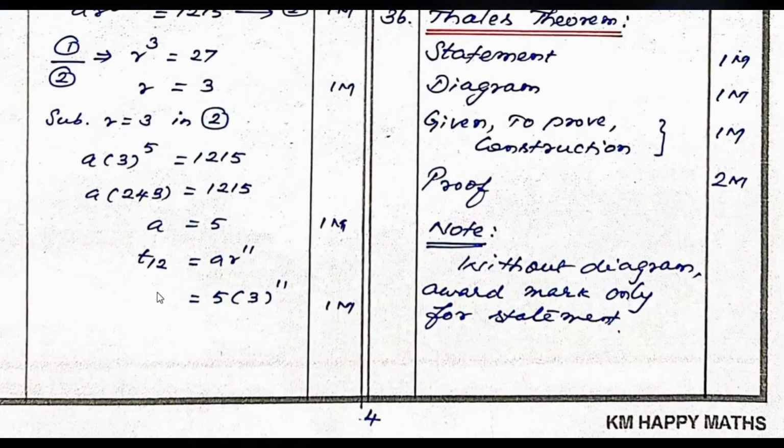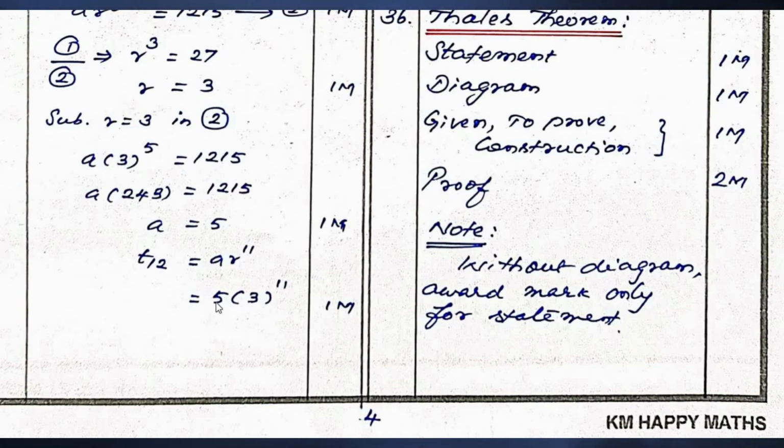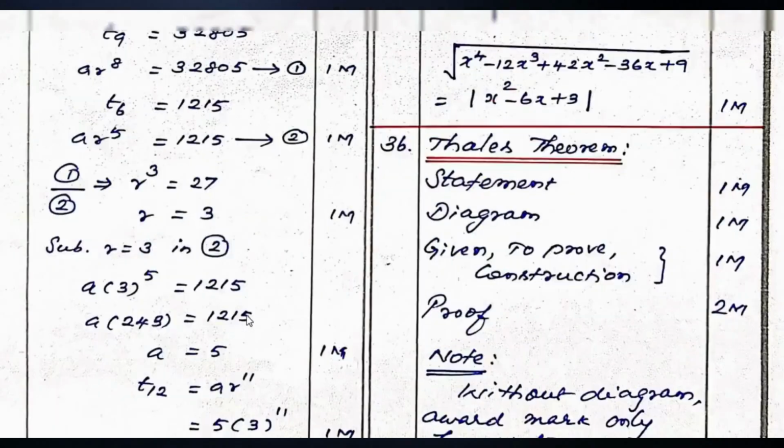Then we want to find the 12th term, T12 is equal to A R power 11. Here you substitute 5 for A and 3 for R. The answer is 5 into 3 power 11.